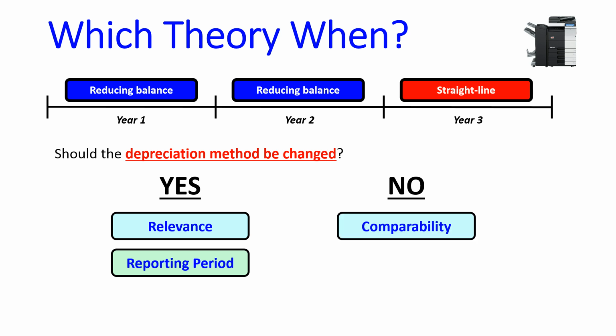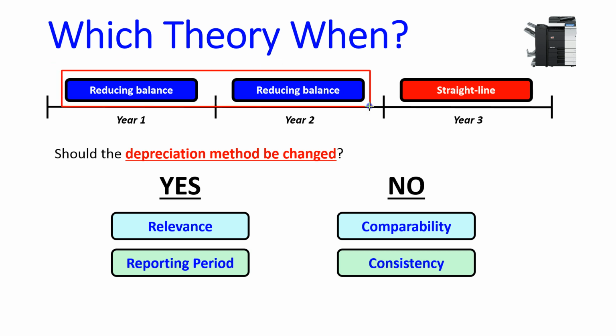On the other hand though, comparability and consistency say the opposite. If I've used reducing balance in years 1 and 2, well, I should keep it in year 3. No matter whether I think straight line's better or not, it doesn't matter. Under comparability and consistency, I'd keep depreciation the same for all 3 years.